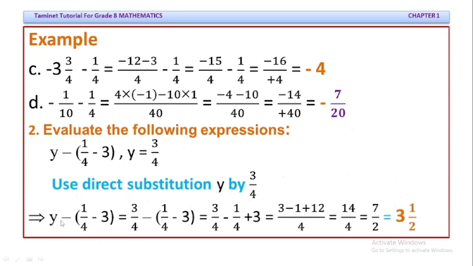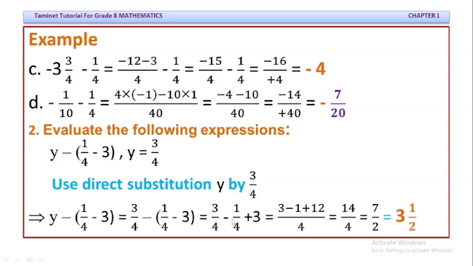Finally, look, y minus, this is the question, and we can substitute y by 3 over 4 and we can use the rules of subtraction. That means here 4, here is 1. Internally there is 1 as a denominator, 3 over 1. So multiply the sign in the bracket. Here there is a positive sign. Negative times positive is negative. Negative times negative is positive. You see, like this we can decide first.